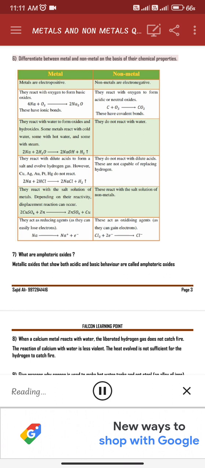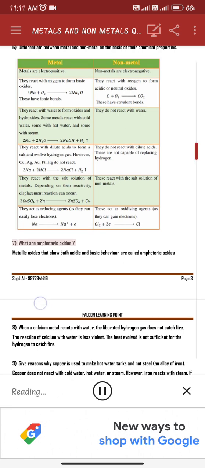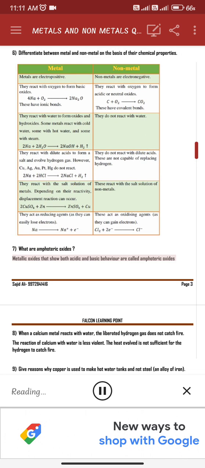6. Differentiate between metal and non-metal on the basis of their chemical properties. 7. What are amphoteric oxides? Metallic oxides that show both acidic and basic behavior are called amphoteric oxides.